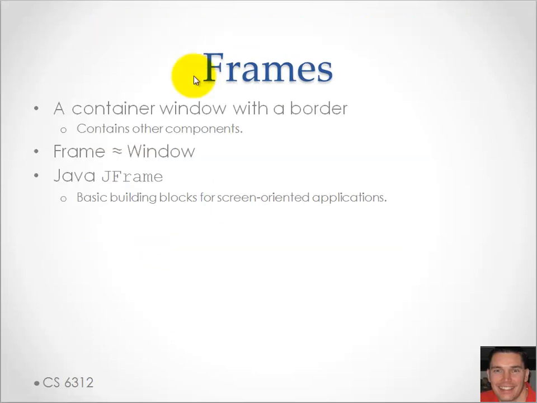So what is a frame? A frame is just a container window with a border that can contain other components. So if you hear the word frame, you can think of that as being synonymous with the word window. And so in Java, the JFrame is our basic building block for a screen-oriented application.